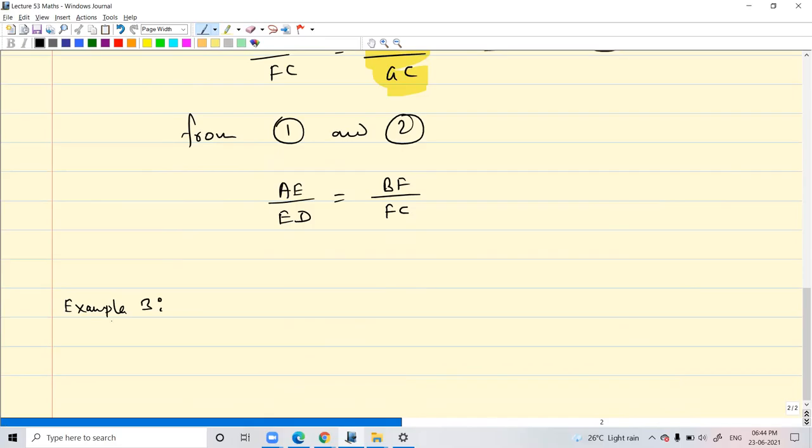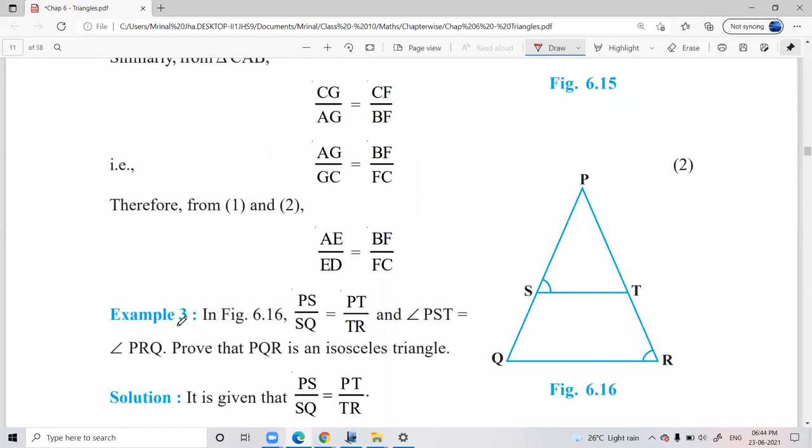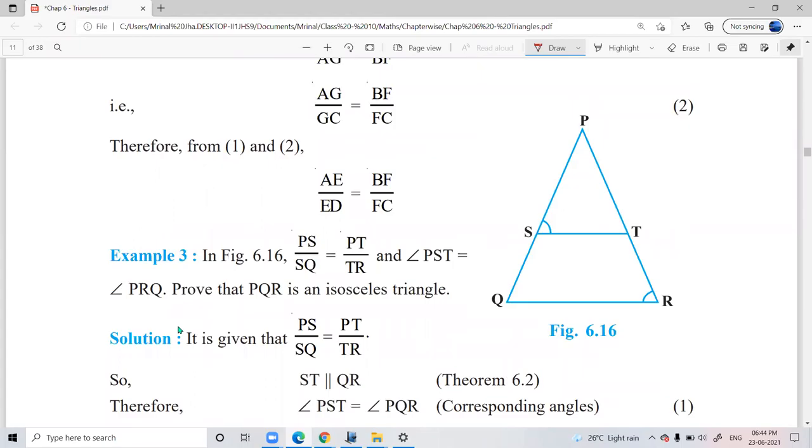All right. So moving on to the third example. What does it say in the given figure? It's given that PS by SQ is equal to PT by TR. Okay, this is given to us. And angle PST is equal to angle PRQ. Where is PST? This is PST. And where is PRQ? This is PRQ. They're asking us to prove that PQR is an isosceles triangle.